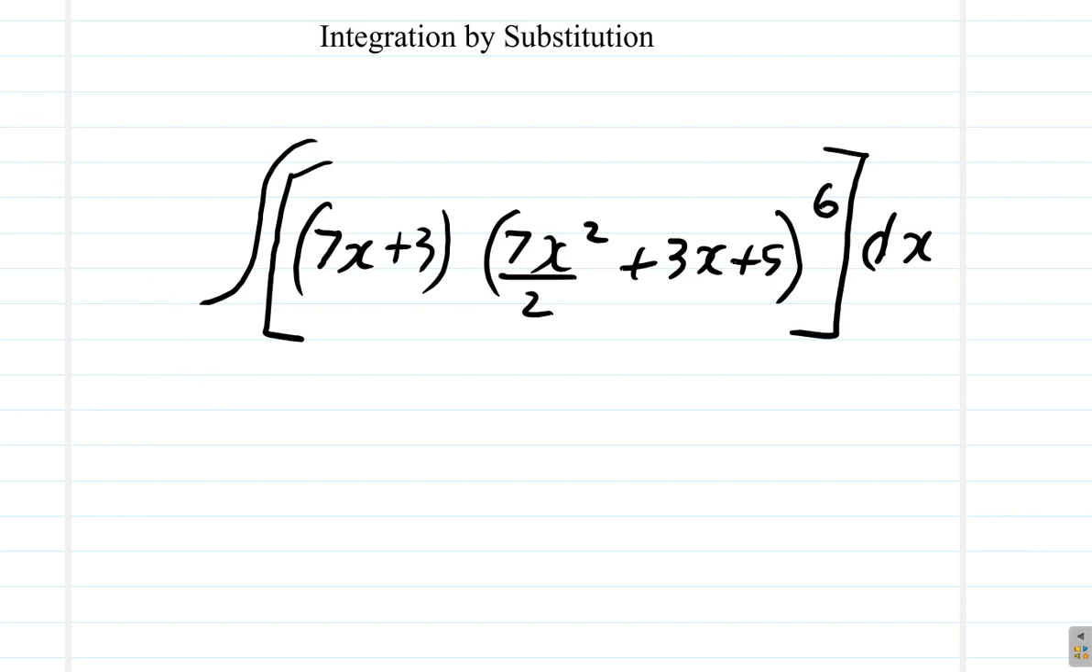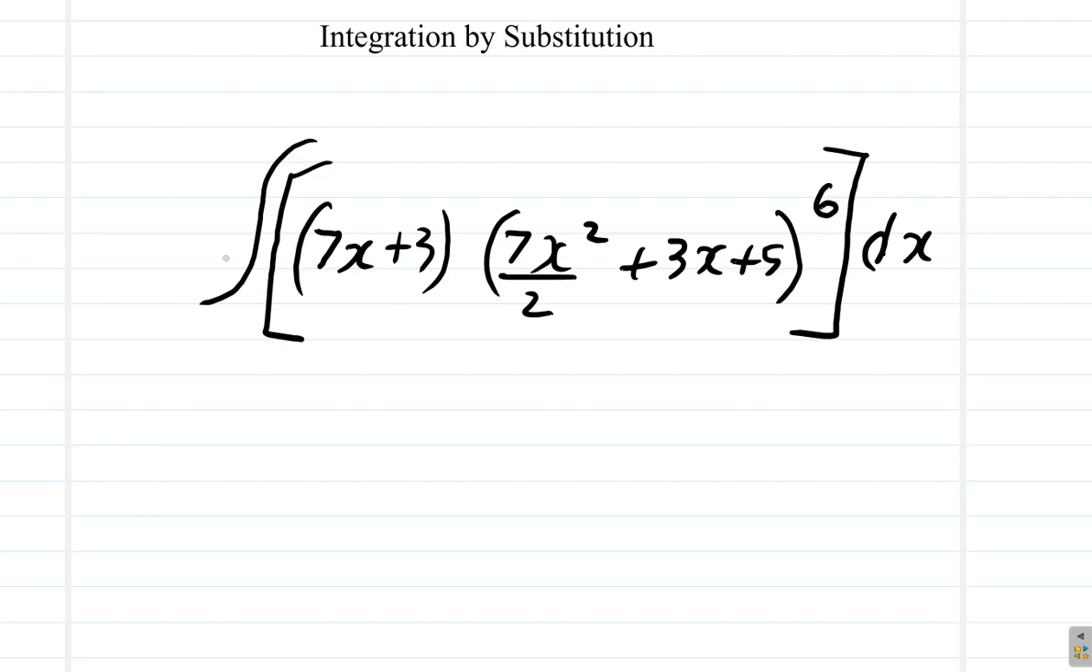We have the integral of a product of two functions. One of them is 7x plus 3. The other is 7x squared over 2 plus 3x plus 5 raised to the power of 6. So that second one there is a function of a function. Alright? So, let's see what we can do here.